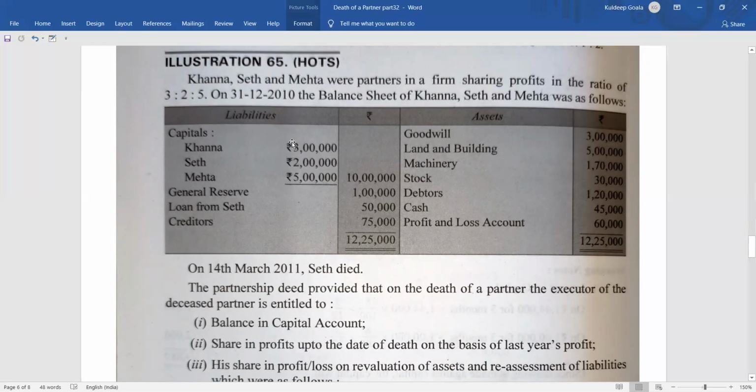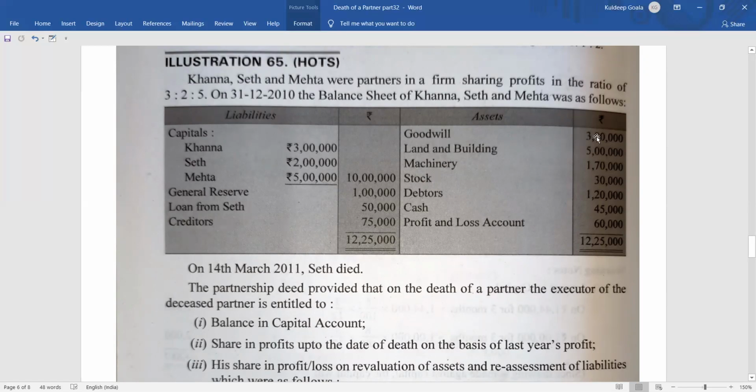What was there in the balance sheet? In the liability side, we can see that we have got capital. Capital of Khanna 3 lakh, Sheth 2 lakh, Mehta 5 lakh. General reserve was there 1 lakh. Loan from Sheth, 50,000. Loan from Sheth means we have taken loan. It is correct. It is in the liability side. Then creditor will be 75,000.